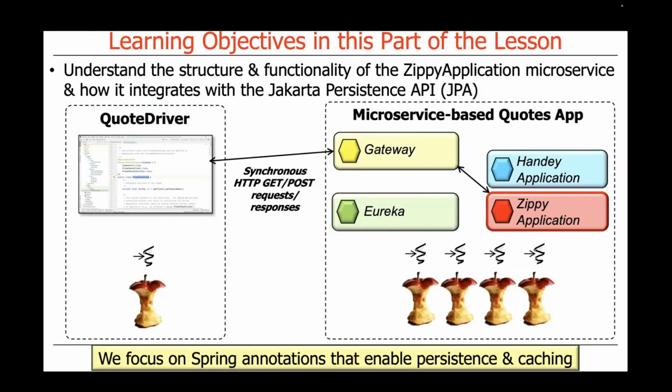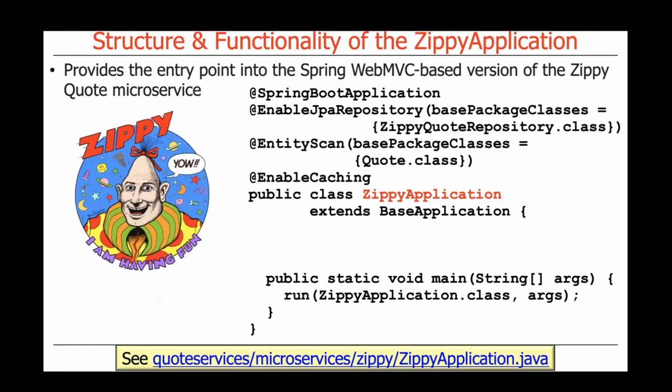So we'll start out by talking about how the Zippy application microservice is designed and how it integrates with the Jakarta Persistence API or the JPA. And we're going to focus here quite a bit on Java Spring annotations that enable persistence and caching. So let's start off by taking a look at the application itself, which is quite a bit different from what we've looked at so far.